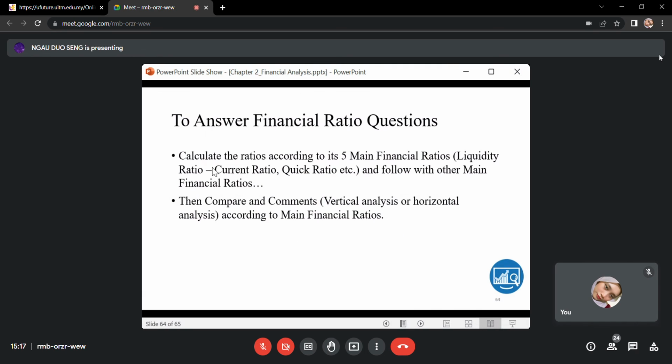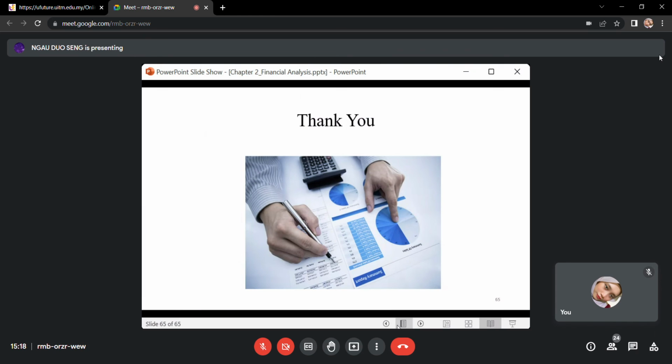Summary for the chapters. So we have calculated the ratios according to the 5 main financial ratios: liquidity, then the market ratio, and the leverage ratio. So then we do a comparison. We compare with the benchmark or industry. Industry is normally given, or you can compare 2 years, 2002 with 2001. Right, check whether it's good or not good. All right, then I think I've done.